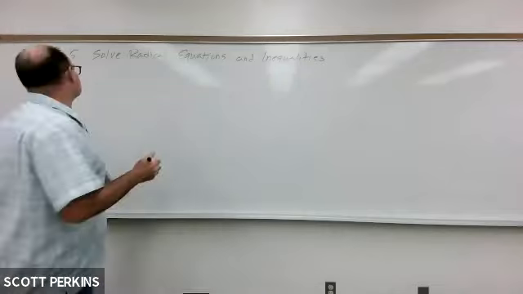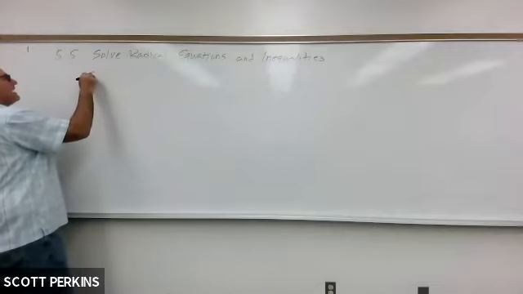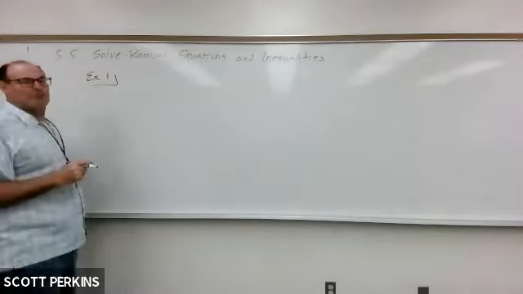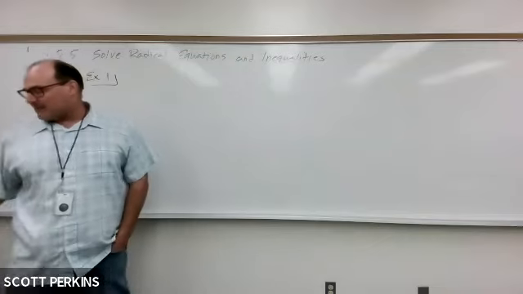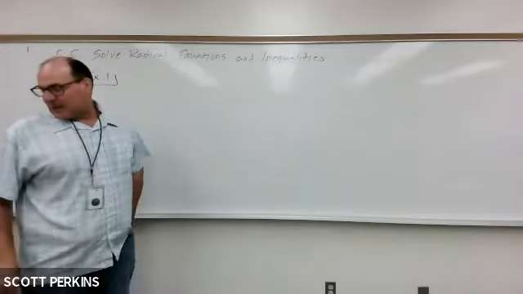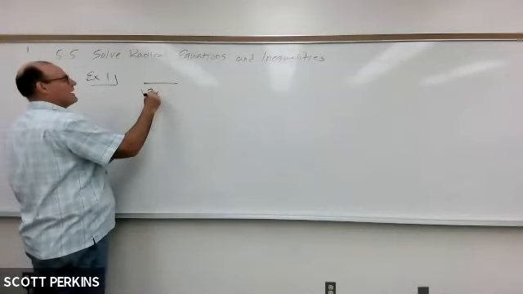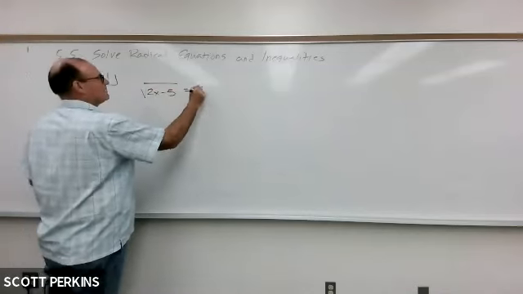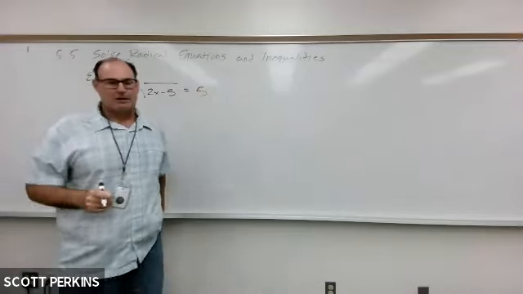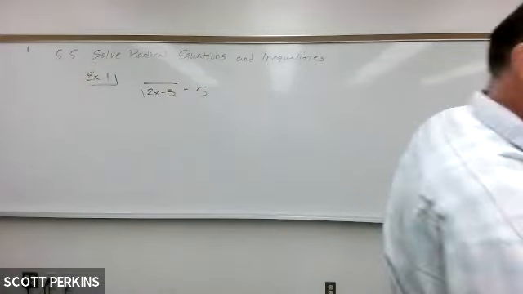So here we go. This is example one on the sheet that I gave you, or if you're watching the video, you can print out the sheet from Canvas. It's the PDF right below this. So we are going to solve this. The square root of 2x minus 5 equals 5.